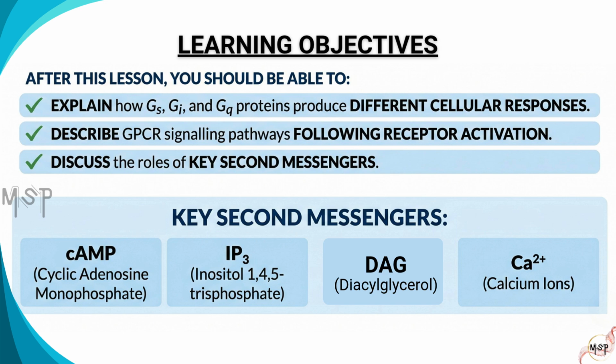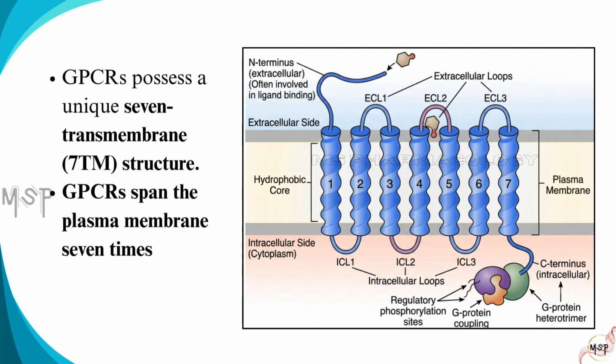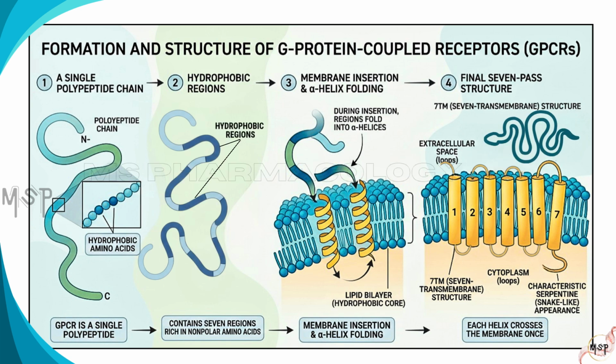amplifying cellular signals? Before discussing GPCR signaling pathways, it is important to understand how GPCRs span the plasma membrane 7 times. One of the most distinctive features of G-protein-coupled receptors, or GPCRs, is that they span the plasma membrane 7 times. But how is this possible? The answer lies in the receptor's protein structure.